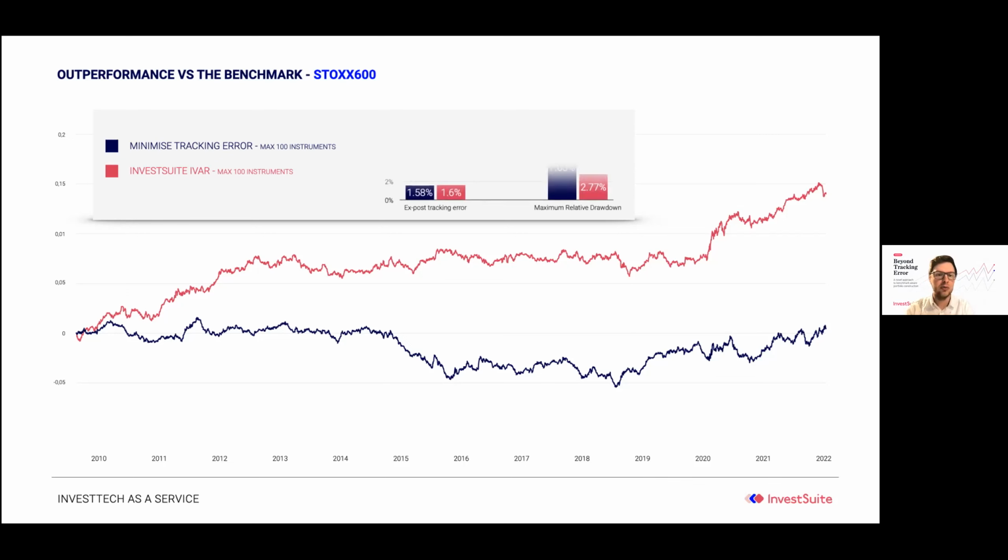And also, if we summarize the backtests in a couple of numbers, if we look at the ex-post tracking error, so calculating the tracking error after we have performed the backtest, the ex-post tracking error for both backtests is very similar. But as explained, in our case with InvestSuite relative IVR, we mainly deviate on the positive side. And that's also summarized in the second number. It's the maximum relative drawdown that you see during the whole backtest, so the maximum top to bottom that you see in the graphs below.